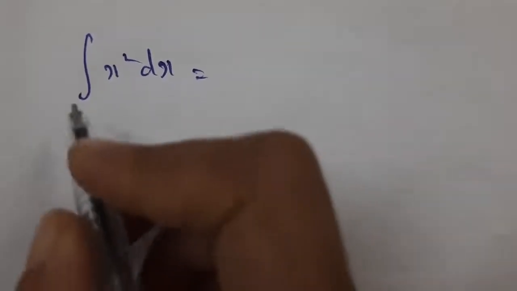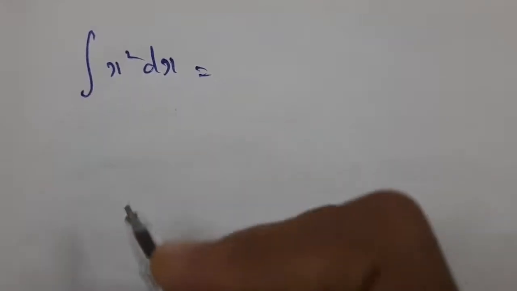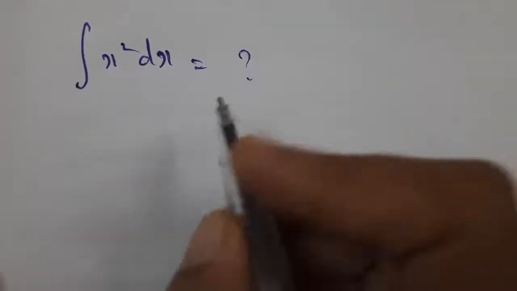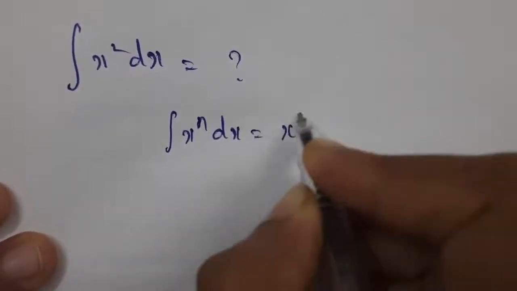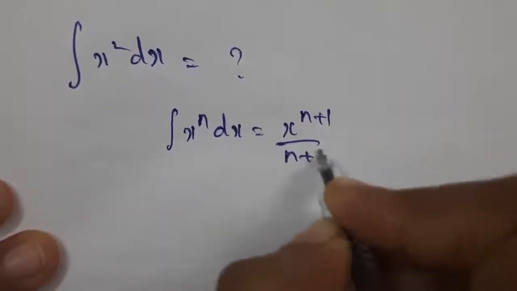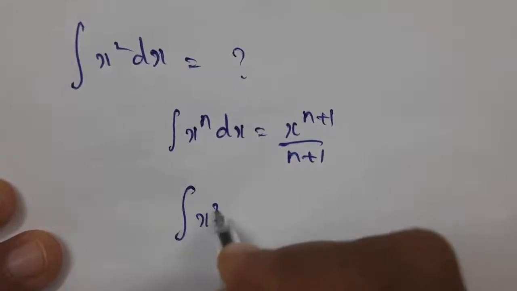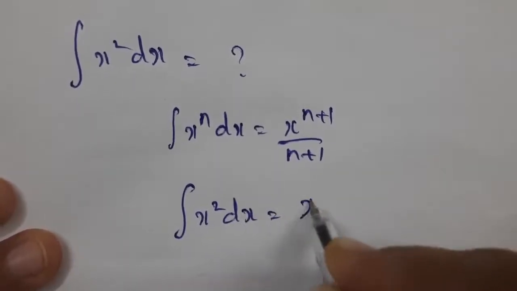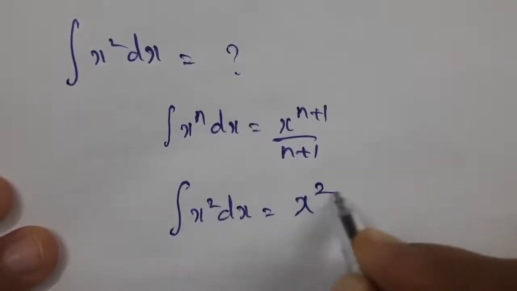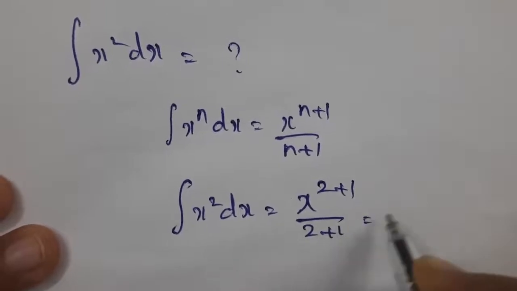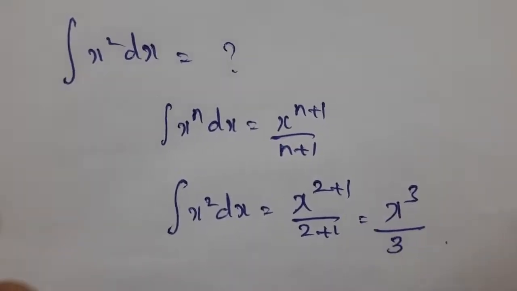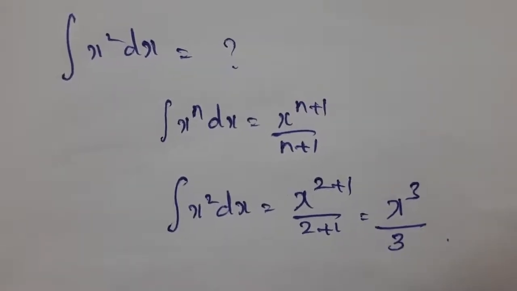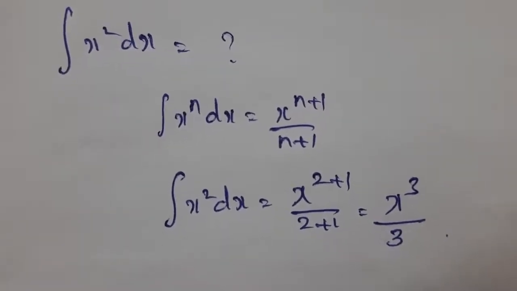See one example. Find the integration of x square dx. What is the general formula? Integral x power n dx is equal to x power n plus 1 by n plus 1. So for integral x square dx, n equals 2, so we get 2 plus 1 by 2 plus 1. We can write integral x square dx is equal to x cube by 3. Like this, when we are doing the problems, you can understand very well.